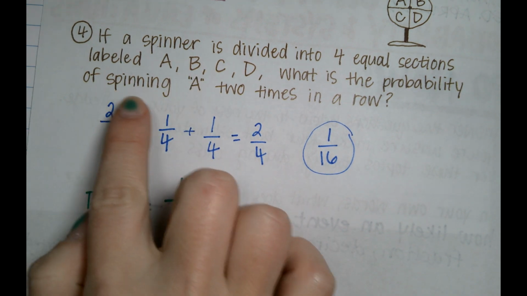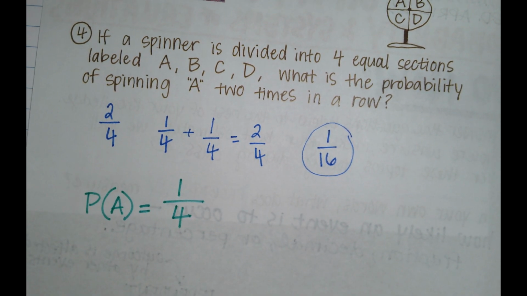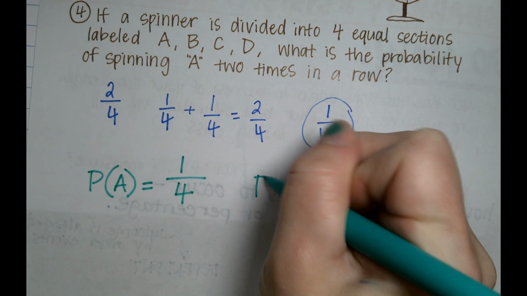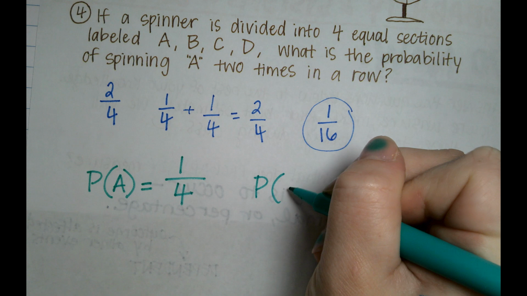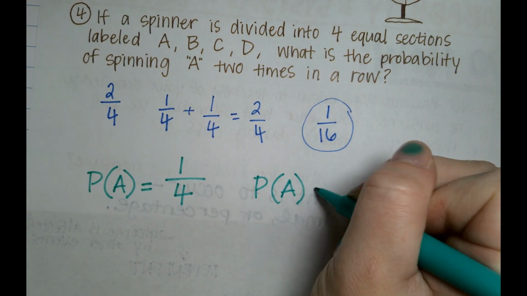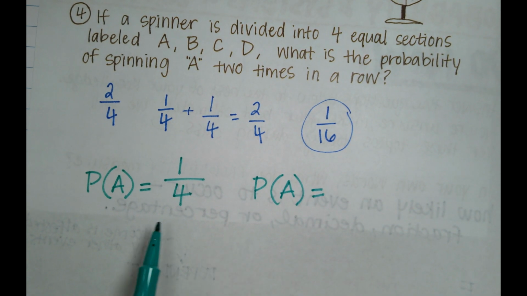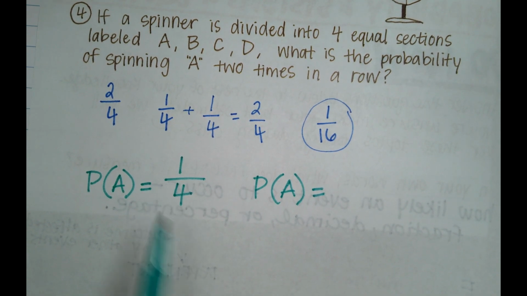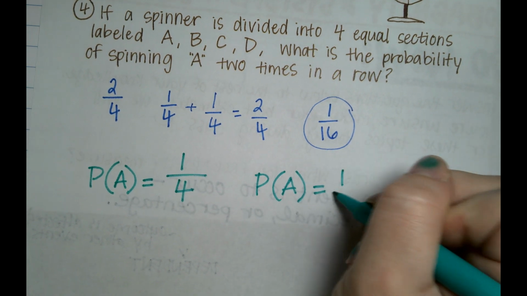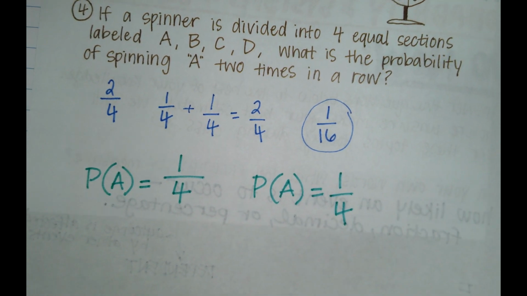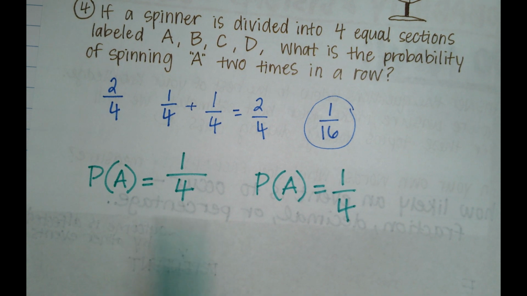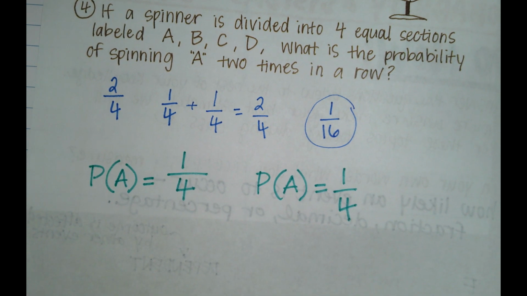I want to know the probability of doing it twice. So we're going to say, what's the probability of spinning A again? Well, we just found out that the probability of spinning A is 1 over 4. It's still 1 over 4. So now I have these 2 events happening. They're the same event, but it is still 2 events.